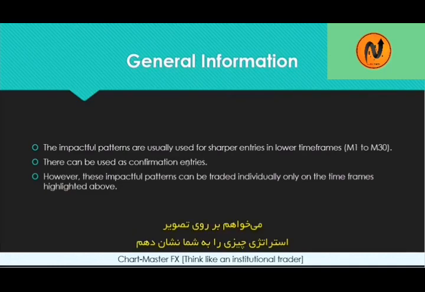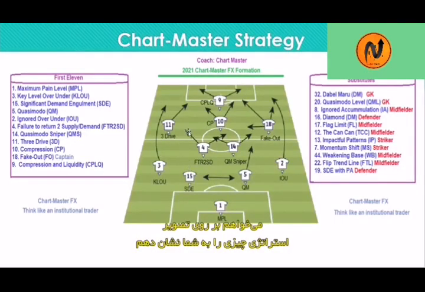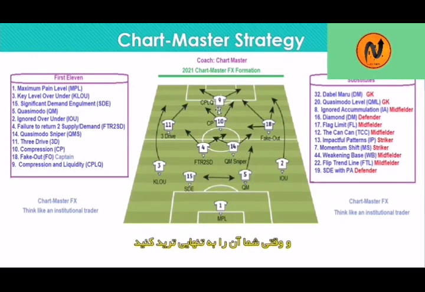You can also trade these impactful patterns alone, but these are not higher probabilistic setups, guys. I just want to show you something on our strategy. As I have said, the impactful patterns is one of the strikers. So once you just trade it, when it is a striker, you have a shortfall in your strategy because you don't have any midfielder here. You don't even have a defense, you see. So it means that the probability of success is lower than when you have a defense and a midfielder and a striker.